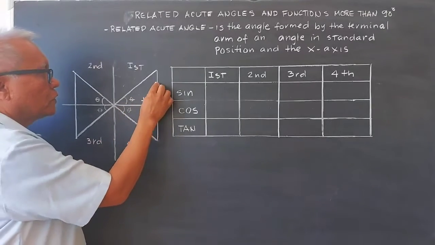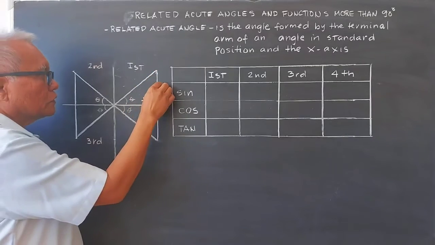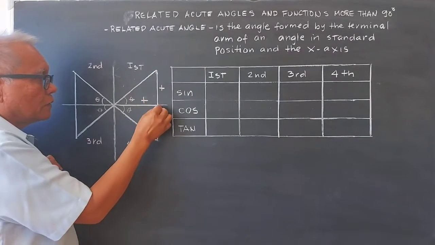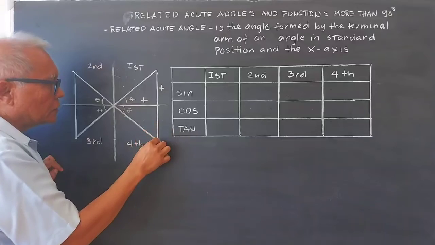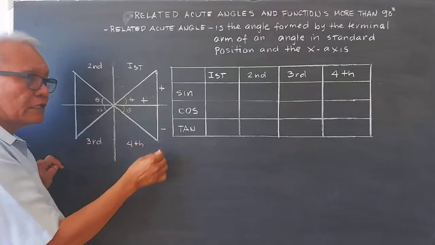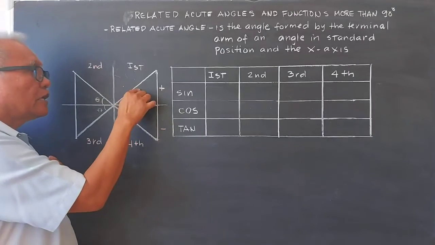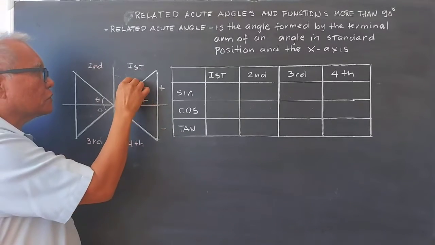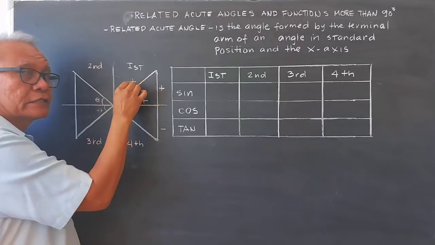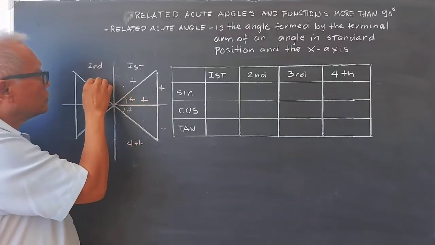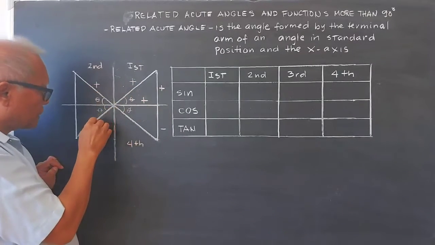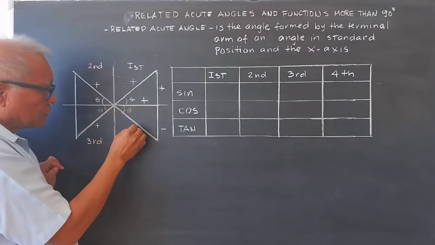Now this one is going up, so this one is positive. But this one is going down, therefore this one is treated as negative. The hypotenuse, which is the radius, is always positive. So we can put positive on the hypotenuse of our triangle because that is the radius.